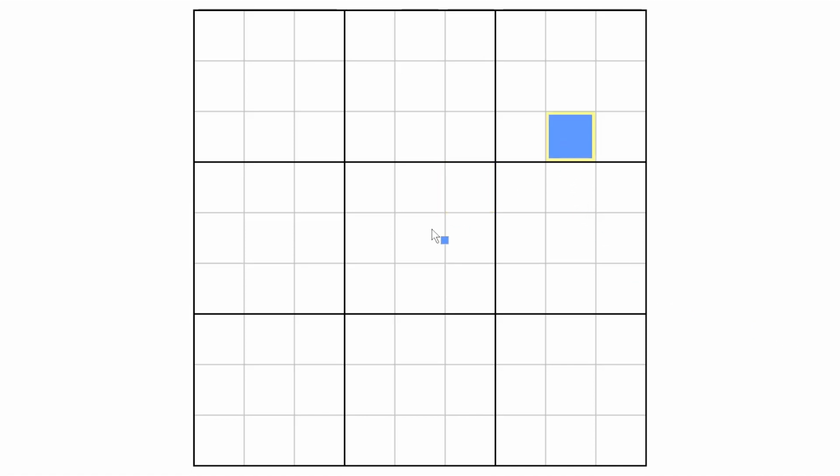Notice that these two cells do not see each other. But this cell can see both of them. It sees this cell up here because it's in the same row, and it sees this cell down here because it's in the same column. And here's another example of the same thing. This cell and this cell do not see each other, but this cell can see both of them.